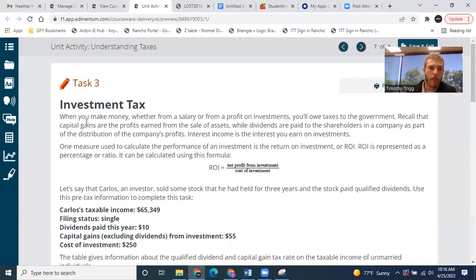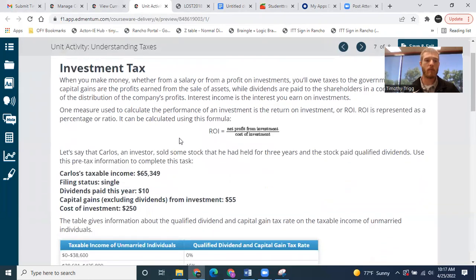I'm going to read this here. When you make money, whether from a salary or from profit on investments, you owe taxes to the government. Recall that capital gains are the profits earned from the sale of assets, while dividends are paid out to shareholders in a company as part of the distribution of a company's profits. Interest income is the interest you earn on investments.